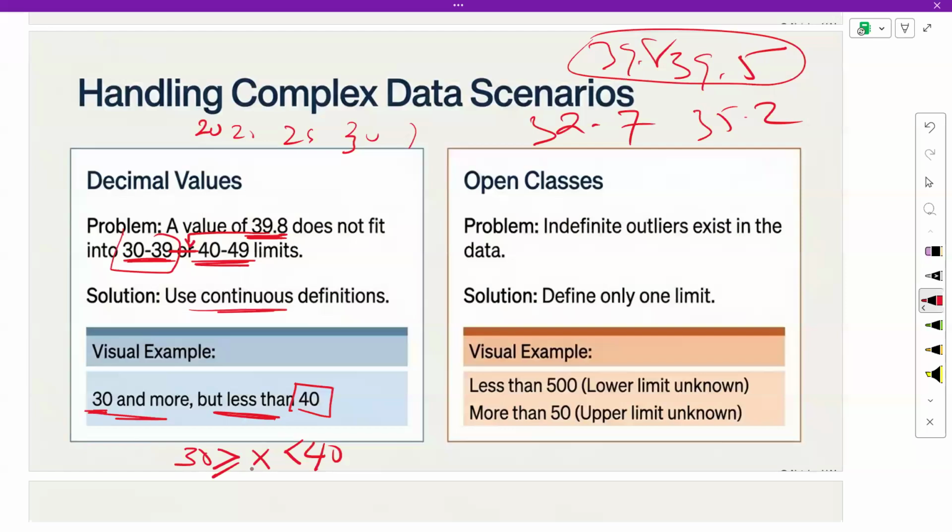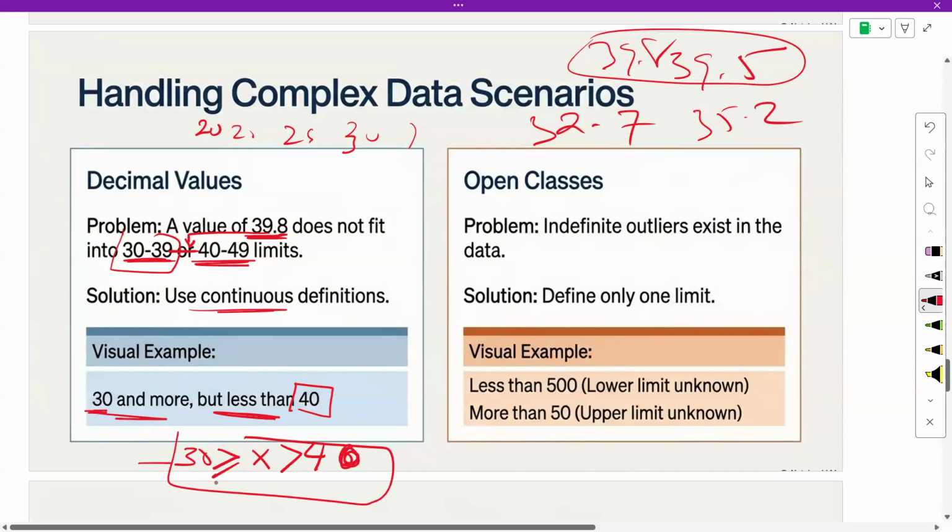Less than 40. Right? So we have to read the data set in this way. It's 30 and more, and below 40, not including 40. 40 will be the next class. This class represents 40 and more, but below 50. In that way, we have to read.